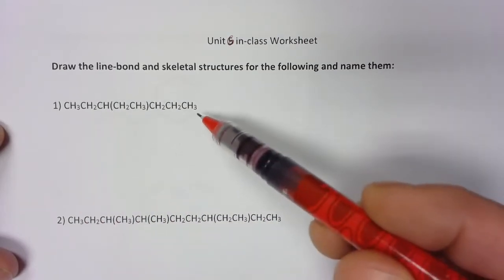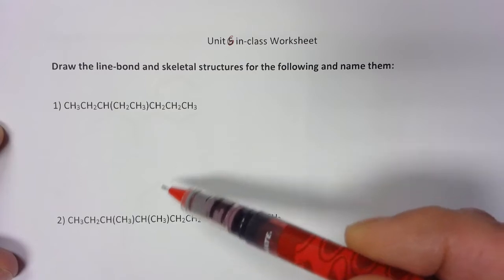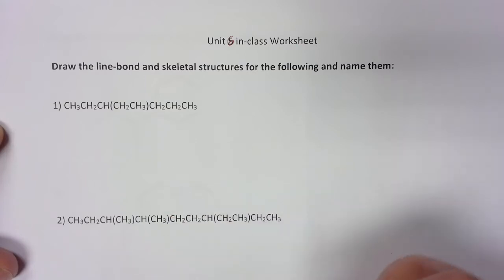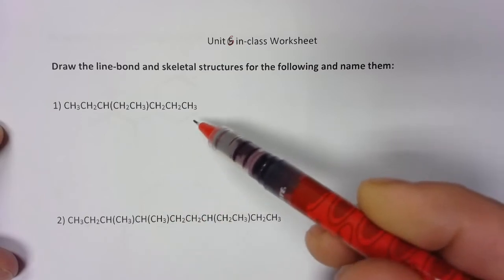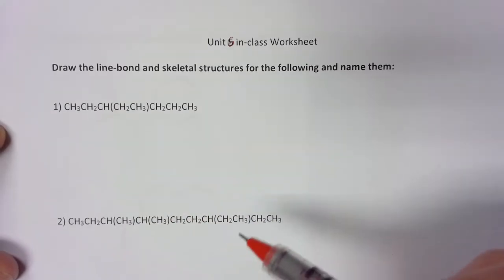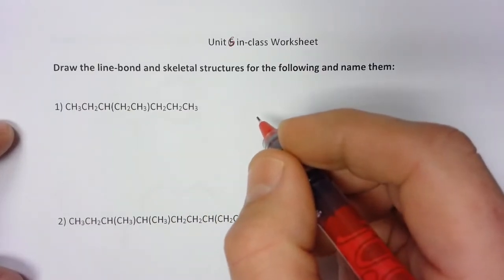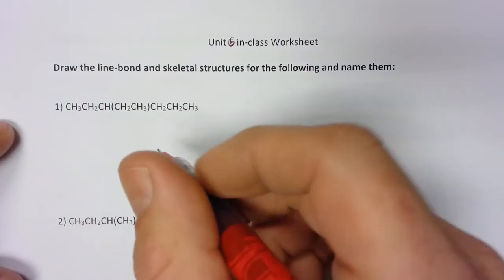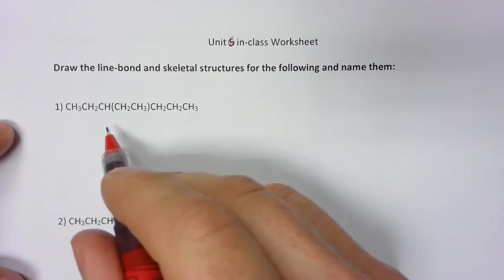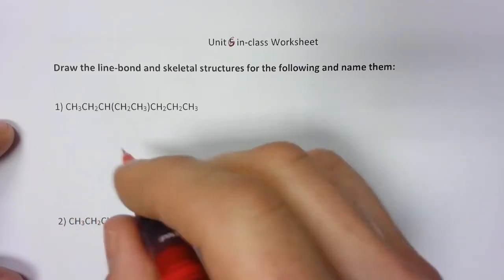I'm only going to draw the line bond for number 1, just because it's rather redundant to do that. Maybe I'll do number 3 as well, since that's an alkene, but I will just do the skeletal for 2 and 4. If you want to see the line bond for those, you can check it out on the key, which is posted in Moodle. Alright, so let's get started with the line bond for this one.